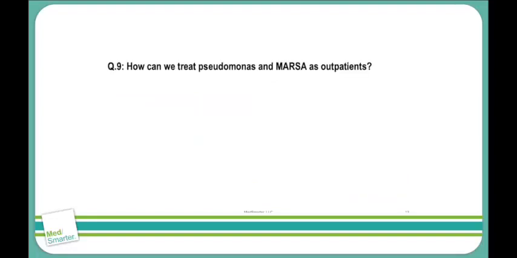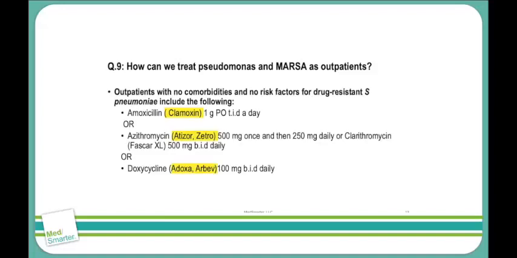Number 9, how can we treat Pseudomonas and MRSA as outpatients? That was given in your lecture basically, so let's recap one more time. Outpatients with no comorbidities and no risk factors for drug-resistant Streptococcus pneumoniae include the following: amoxicillin or azithromycin or doxycycline.